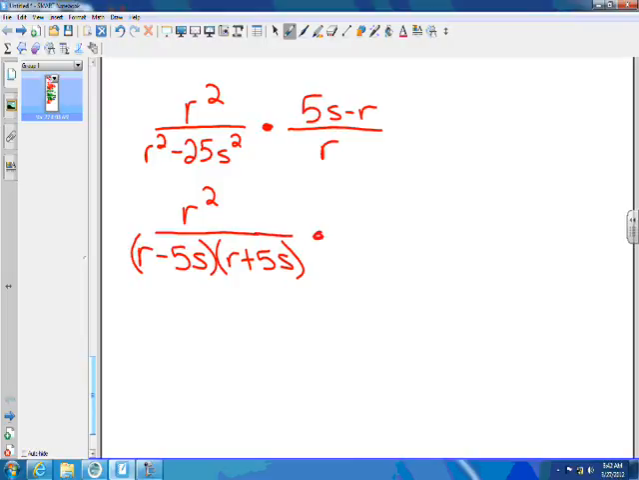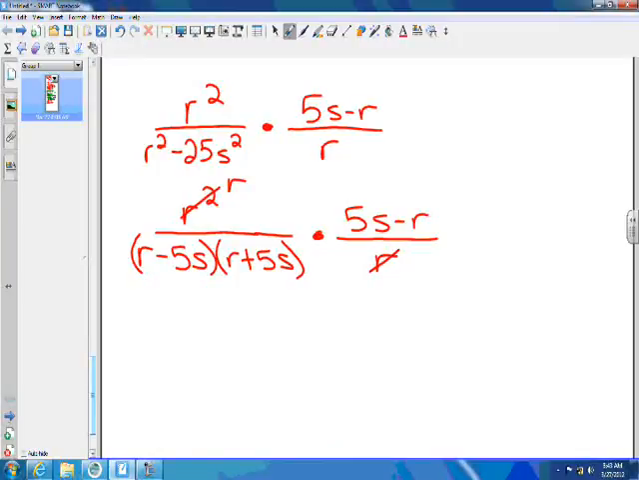Times 5s minus r over r. So what can we cross off? You can cross off an r. So where would you have an r left? In the top. So we'll change that to r. And 5, what can we cross these off? Right, what's the problem? So what do we got to do?